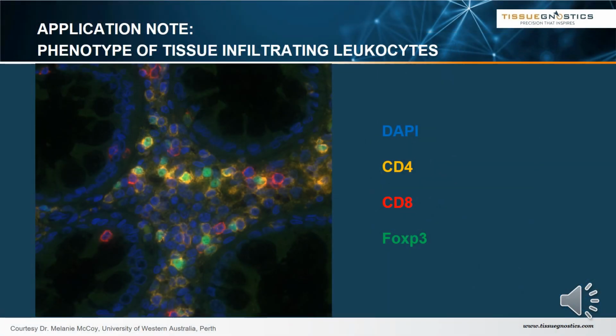In this example, which we received from a client at the University of Western Australia, we see a 4-color staining. DAPI, the nuclear marker, in blue, CD4 T helper cells in yellow, CD8 cytotoxic T cells in red, and the marker FOXP3 in green. You may know that the CD4 FOXP3 double positive population is referred to as the Tregs, the regulatory T cells.